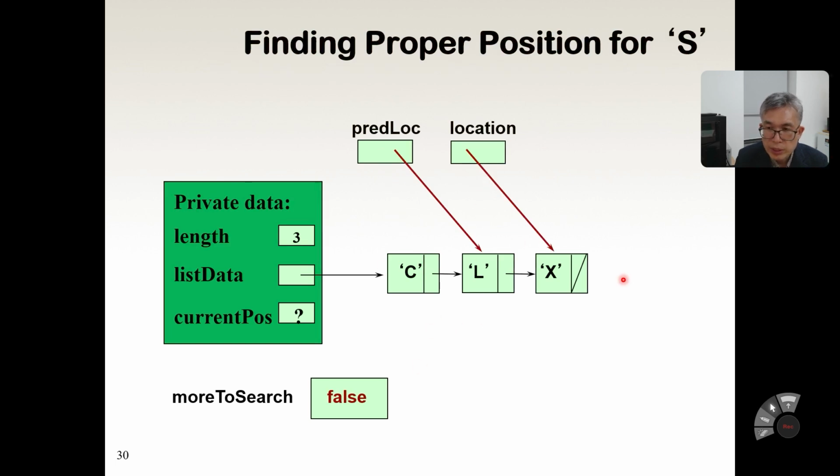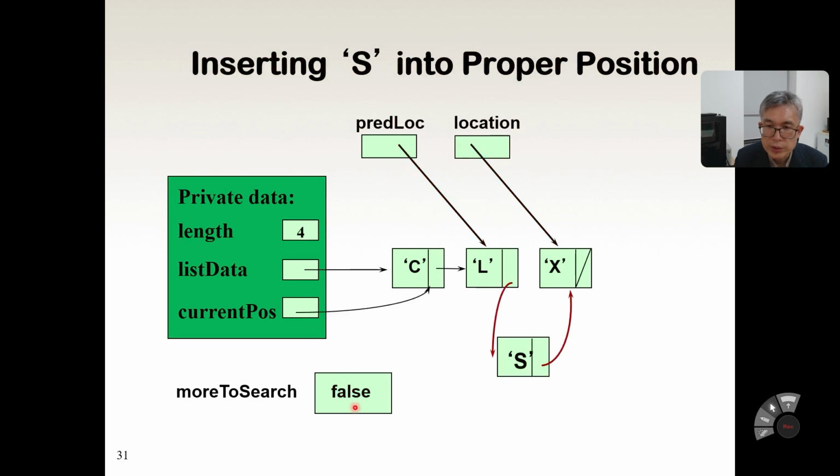Then they keep moving like this, and then location cannot move further, right? Because it is the end of the list, moreToSearch is set to false. Then S is created by the new operator. Then we can link predLoc next to this new node, and the new node's next points to the end of this one, and then a list of length 4 is created like this.